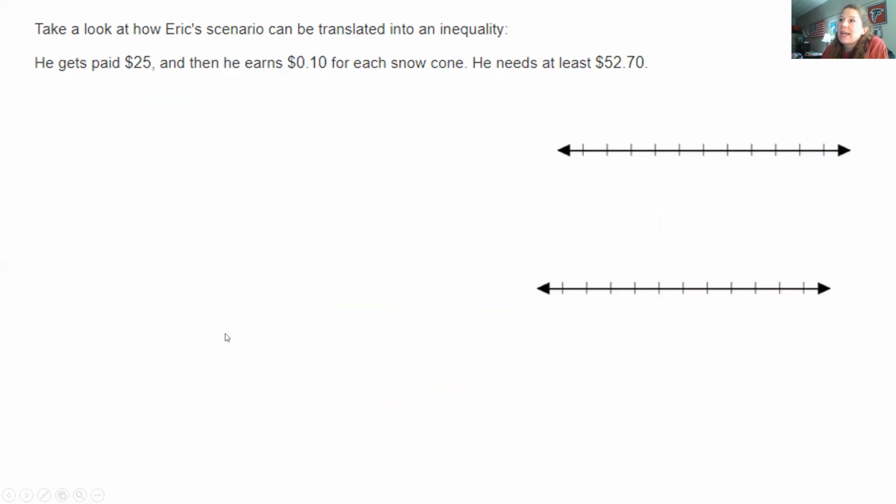All right, so take a look at Eric's scenario, so obviously I left something out of this. Eric gets paid $25 and then he earns 10 cents for each snow cone. He needs at least $52.70. So how much money does Eric need? Well, it depends on how many snow cones. So really what X is going to represent is the number of snow cones Eric needs to sell. Because we know how much he already has.